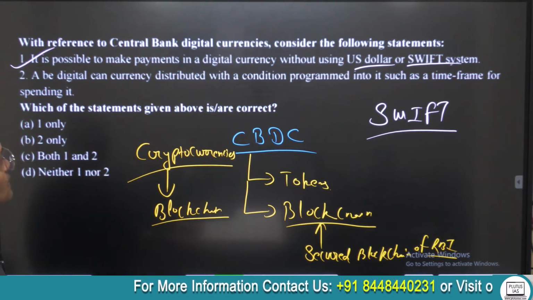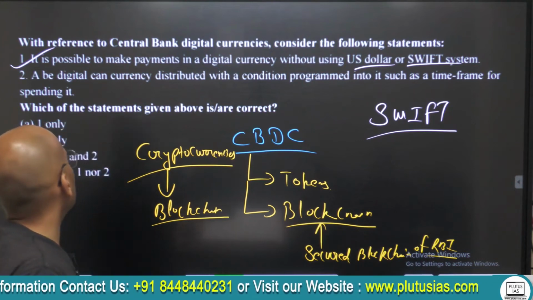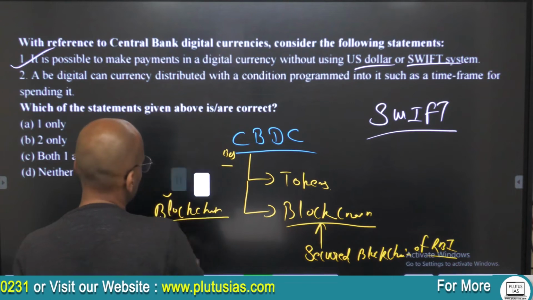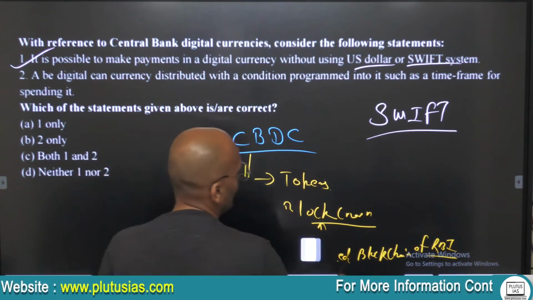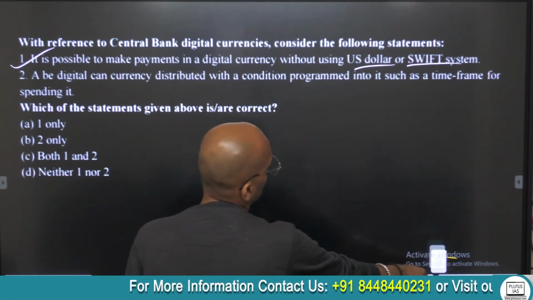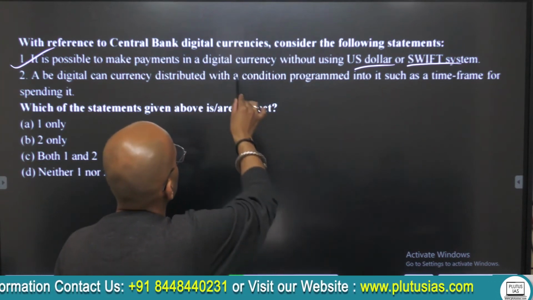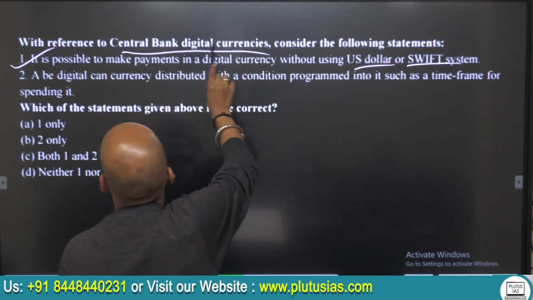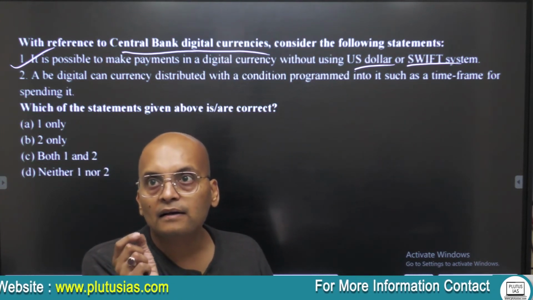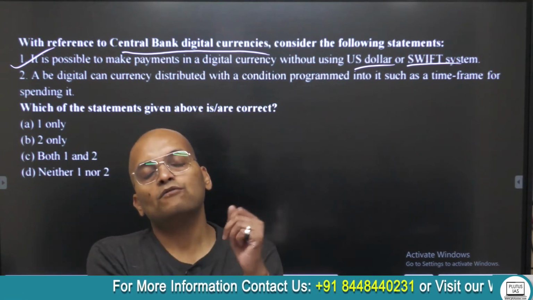Digital currency distributed with a condition programmed into it, such as a time frame for spending it. Now this is where UPSC played with you. It is talking about the CBDC of India. It has mentioned Reserve Bank, Central Bank. It is talking about India, right? Now first understand what this time frame means.